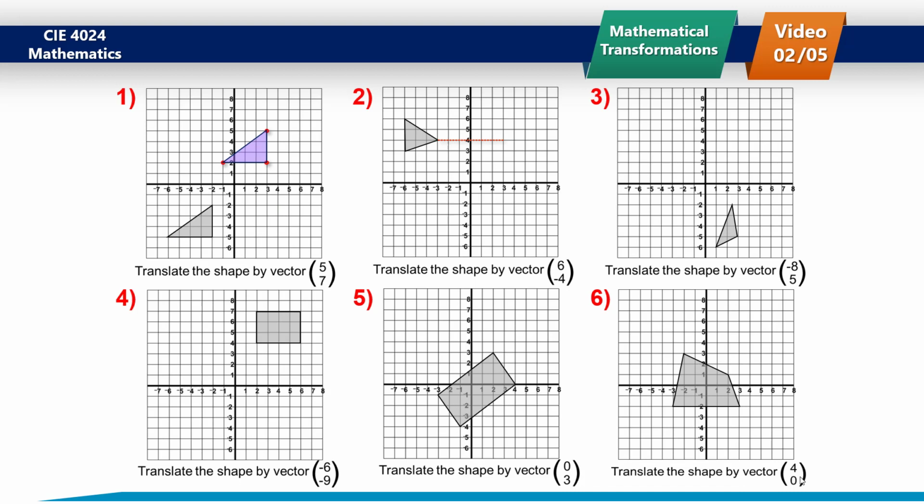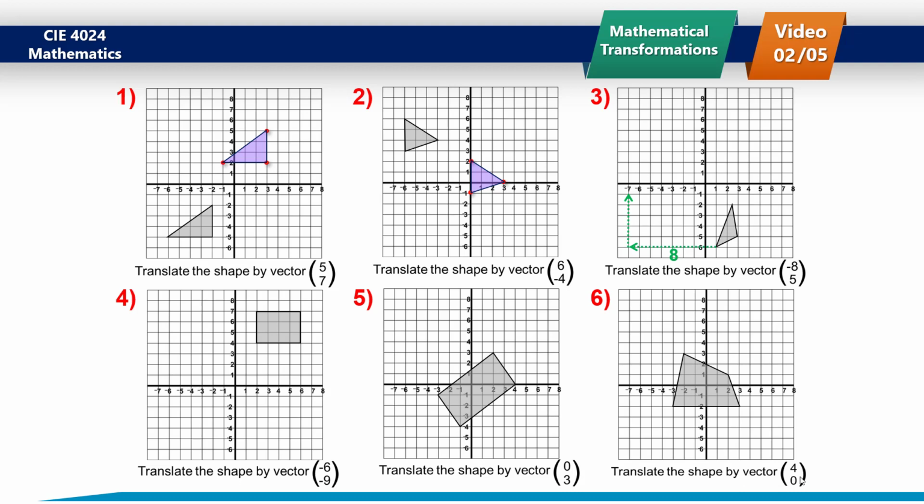The next one, translate shape by vector 6 and -4. So 6 units right and 4 units down. So this is my first point. 6 units right, 4 units down, so it's my second point. 6 units right and 4 units down, so it's my third point, and when I join them it becomes the translated image.